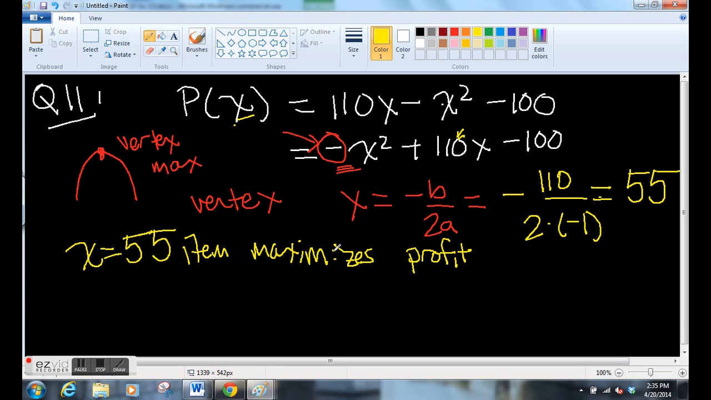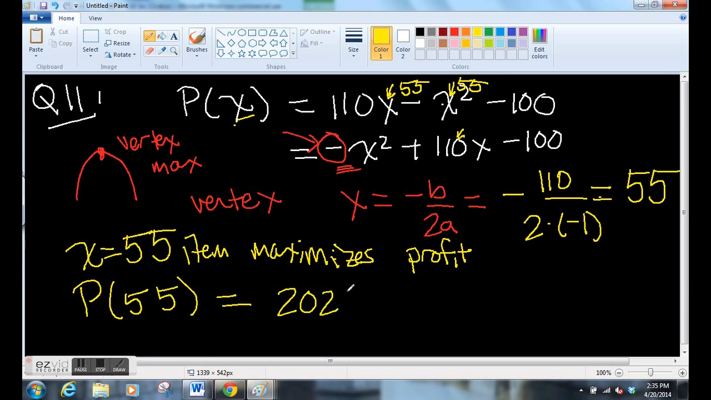So what is the profit when we let x equal 55? We're plugging 55 in there, so it's 110 times 55 minus 55 squared minus 1,000, and that equals 2025. So the maximum profit is $2,025. I hope that's per week. Otherwise, that may not get you much of a business loan, guys.